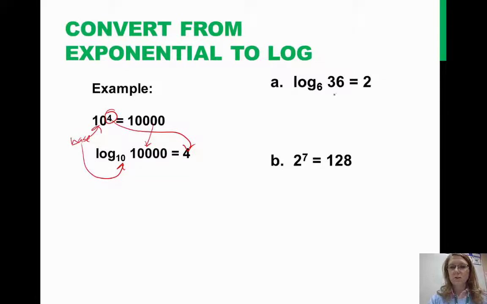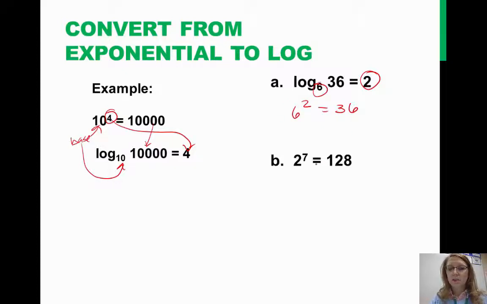So let's look at this one right here and convert it back into exponents. Notice that this is what it's equal to, and this is my base, so I'm going to have 6 to the second equals 36. So converting it back into exponential form, that's how you do that.